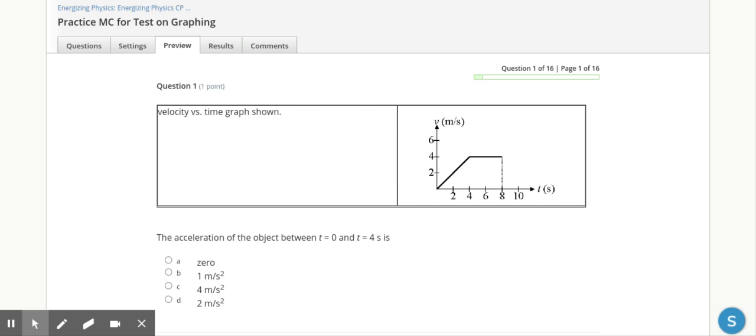Okay, some of these, when you do this practice multiple choice, it changes the order of the questions. So this probably wasn't your first question, but just go with it.